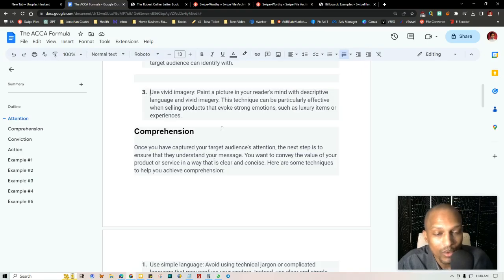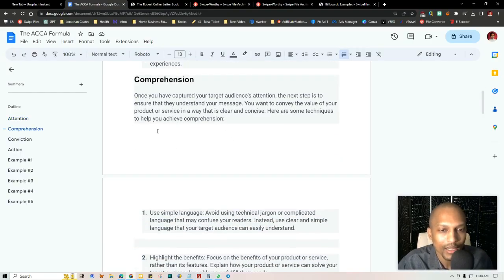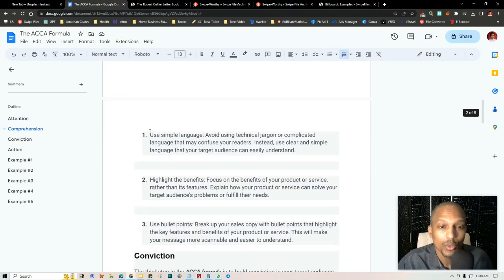You want to convey the value of your product or service in a way that is clear and concise. So here are some techniques to help you achieve comprehension. Use simple language. Avoid using technical jargon or complicated language that may confuse your readers. Instead, use clear and simple language that your target audience can easily understand.